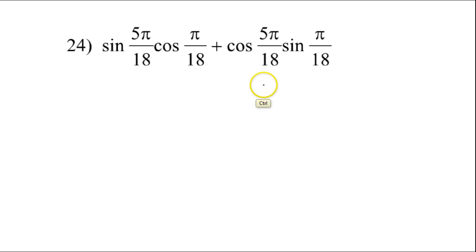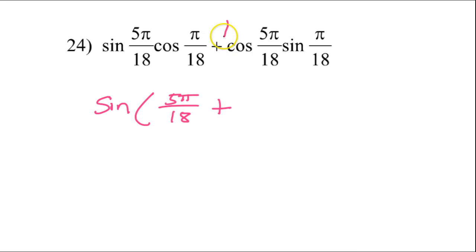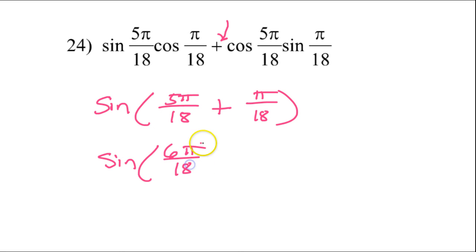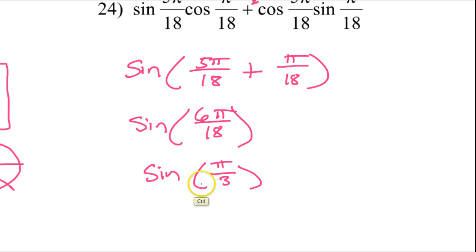Whoa, number 24 is pretty much the same thing. Sine, cosine, cosine, sine. That's the sine function again. So this is going to be the sine of 5 pi over 18 plus pi over 18. So that's going to be the sine of 6 pi over 18. So that's going to simplify down to the sine of pi over 3. And the sine of pi over 3 is radical 3 over 2.